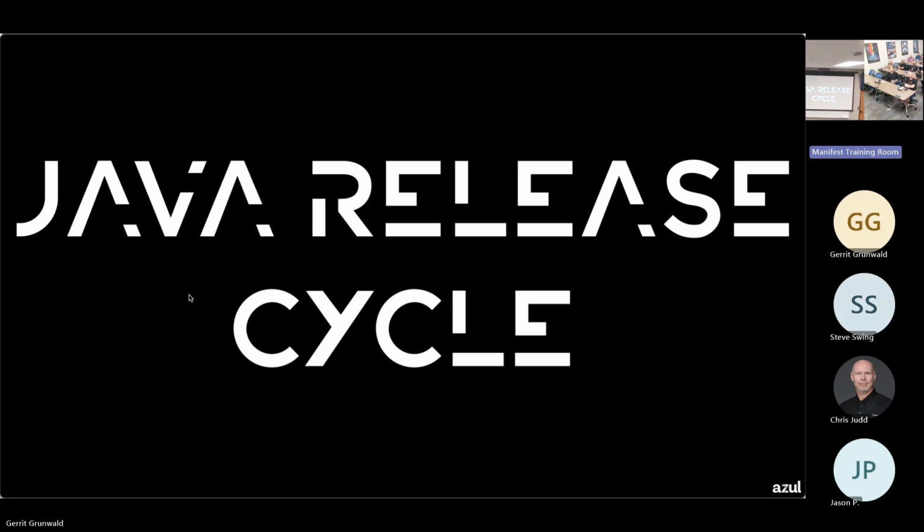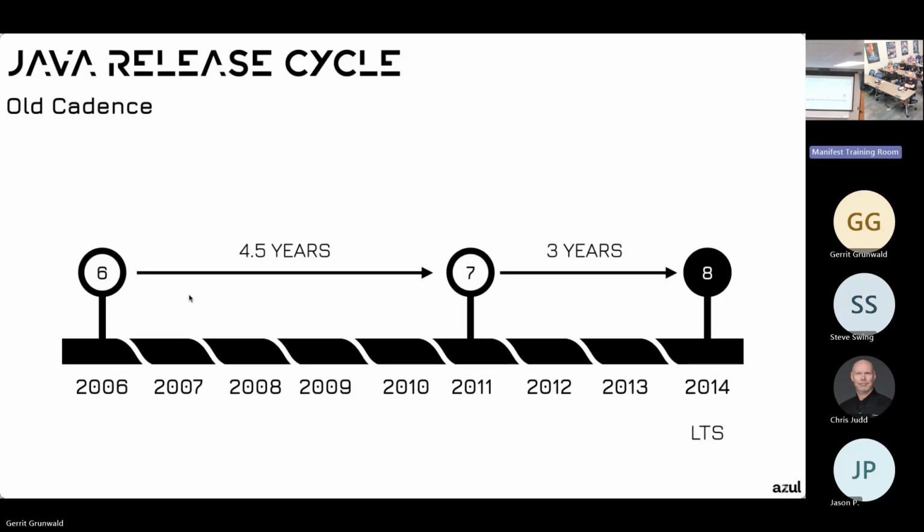And that leads me to the Java release cycle. You might wonder why this is important here, but you probably all know the old one, right? When we came from JDK 6, which was more or less the first one that was open source, it took 4.5 years to get to JDK 7, and then another 3 years to get to JDK 8, which was the first long-term support version, or LTS.